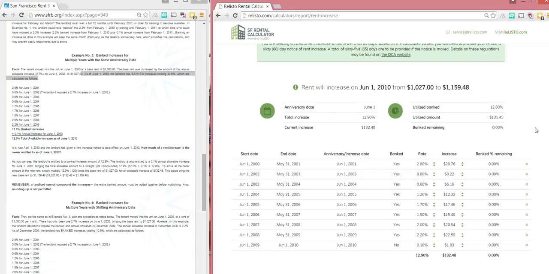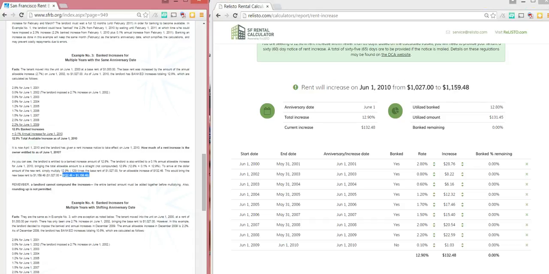As such, you now have in your dashboard rent will increase to $1,159.48, which absolutely matches the rent board's amount. The anniversary date is still June 1st. Total increase is 12.9%. That's the banked increase plus the 1.1%. Current increase is $132.48. Of that amount, banked is 12.8%, and the utilized bank is $131.45. There is no banked remaining.